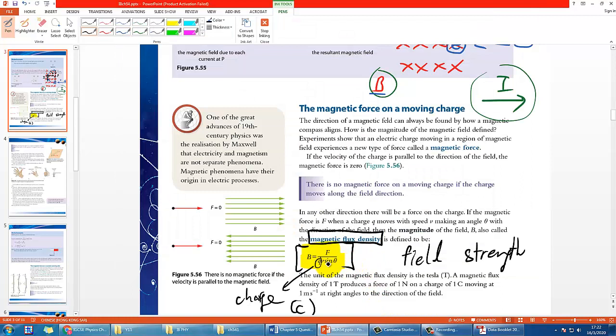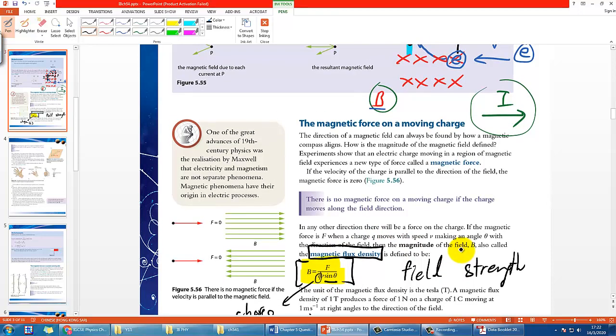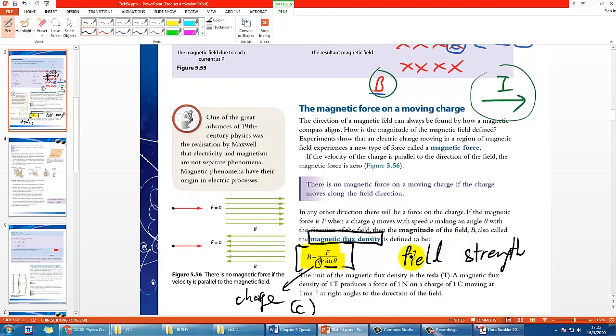V will simply be the velocity in meters per second. While you may find it a bit strange to see the trigonometry function sine theta here, I'll explain in a second why there's a trigonometry function here. Okay, so this is how you can calculate the force in Newton.